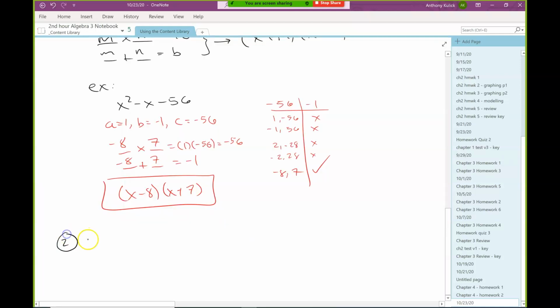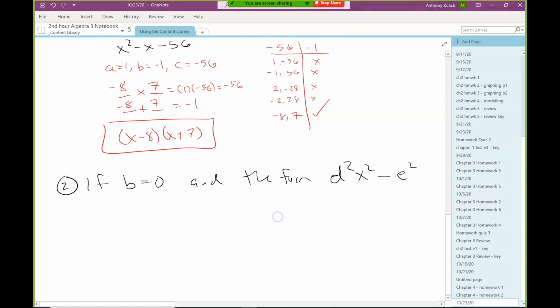The second situation is if b equals 0 and we're in the form of d squared x squared minus e squared. In this case, this will go straight to the factored form dx plus e times dx minus e.